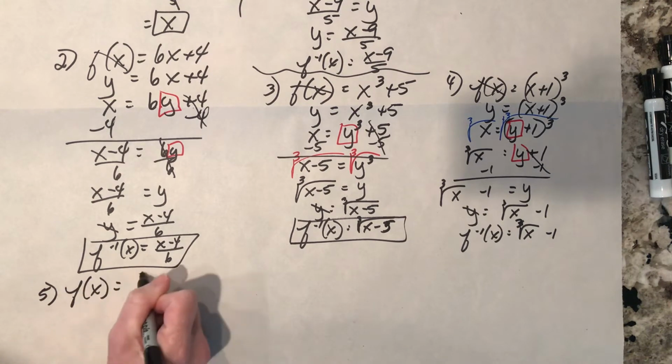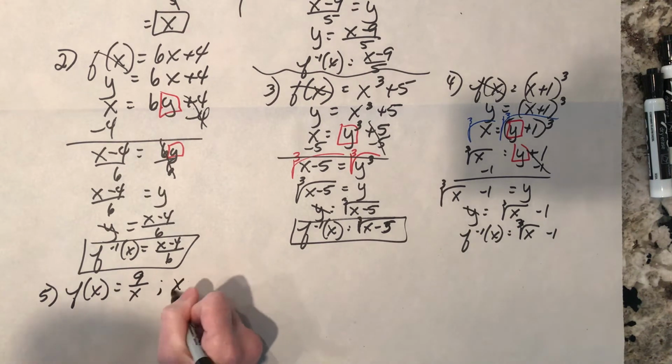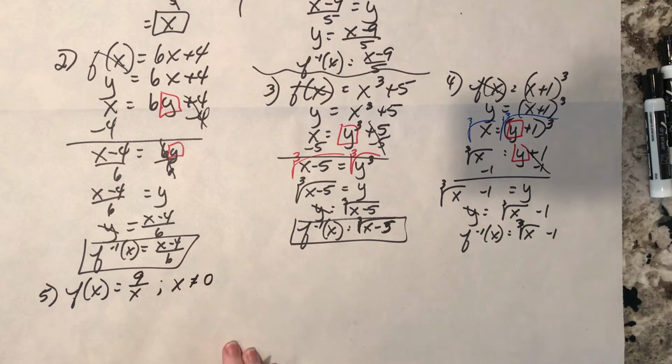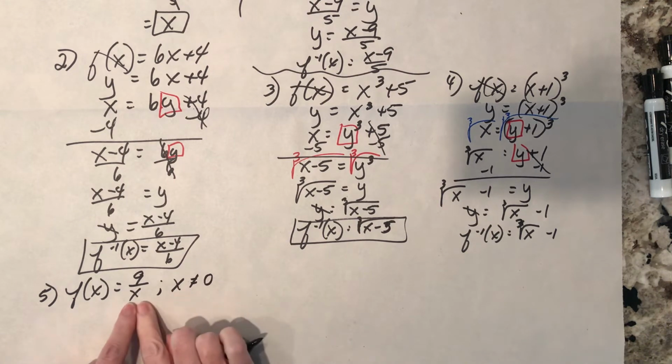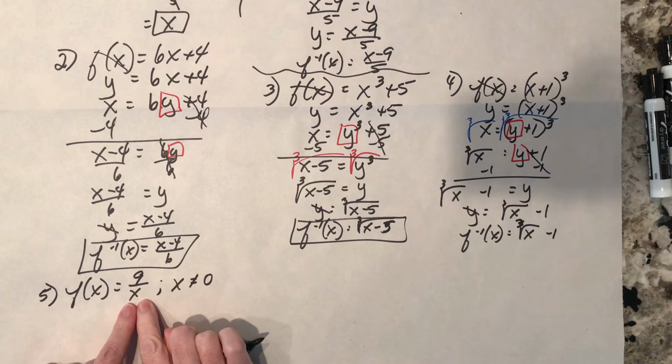F of x equals 9 over x. They've got an extra little deal handed to you here. You have to be sure that x does not equal 0. That's because if we put in a 0 for x, we're going to get an exploding problem. You can't divide by 0. That's against the rules. Nowhere else did we have any x's in the denominators to have to worry about. This is the only one.